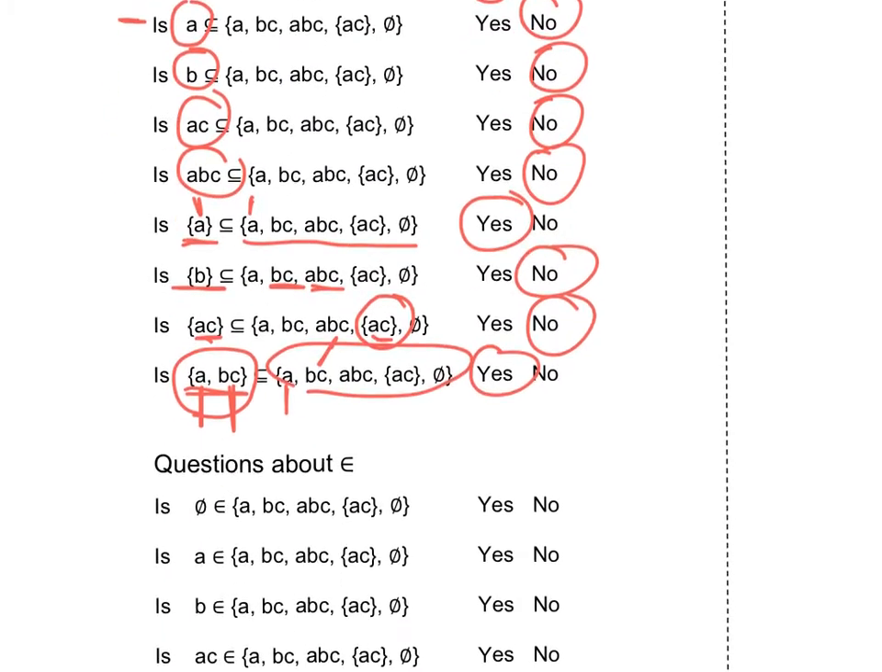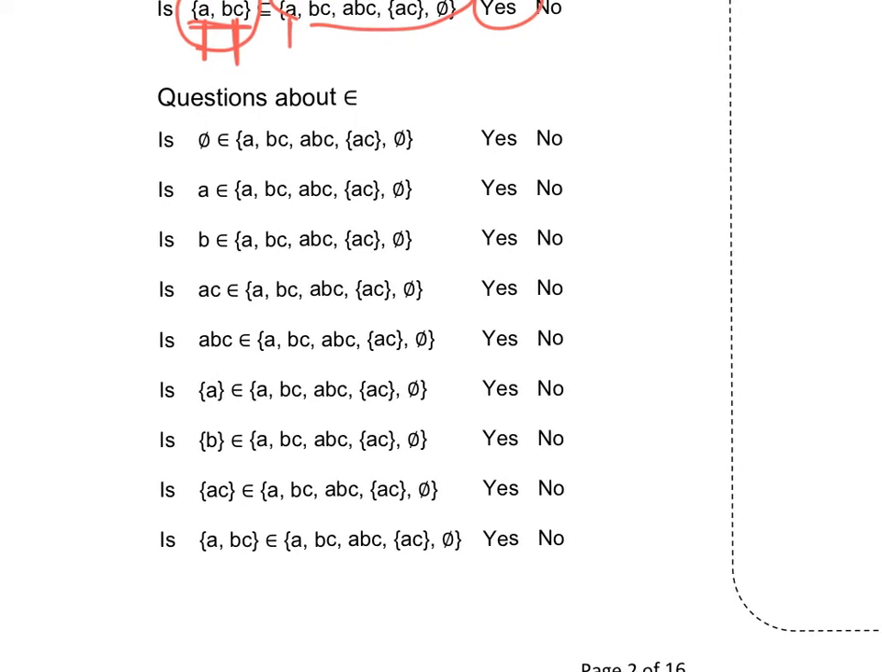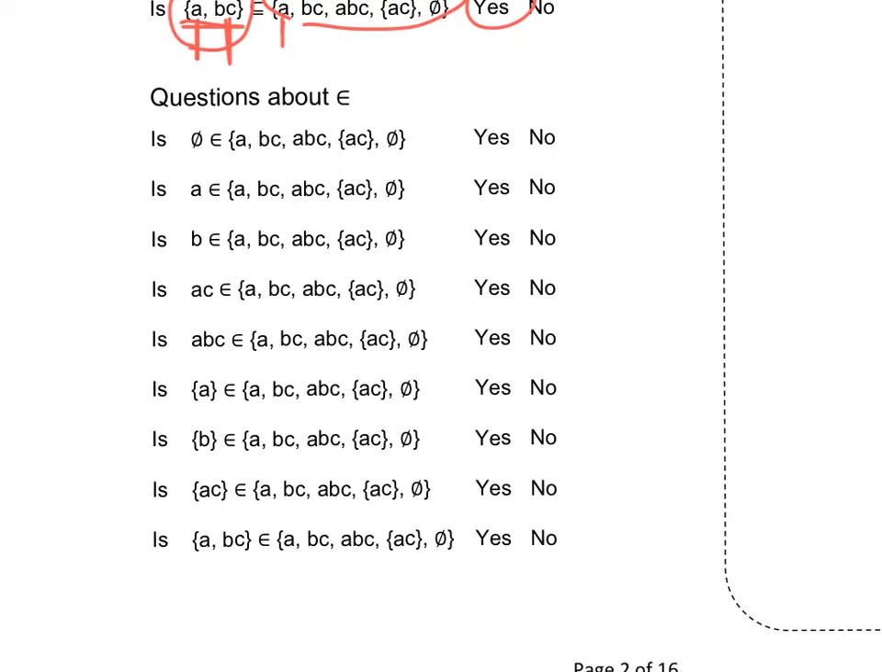So if we move up to the second thing, now we're talking about element. Is this an element of the set? So do we find, oops, sorry, there we go. Is the empty set actually found in this list? And the answer is yeah, it's right there. It's an element. So yes, it's an element.